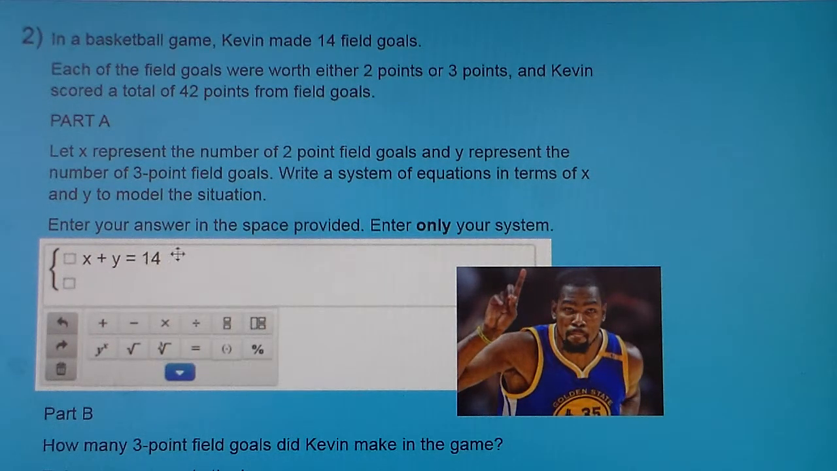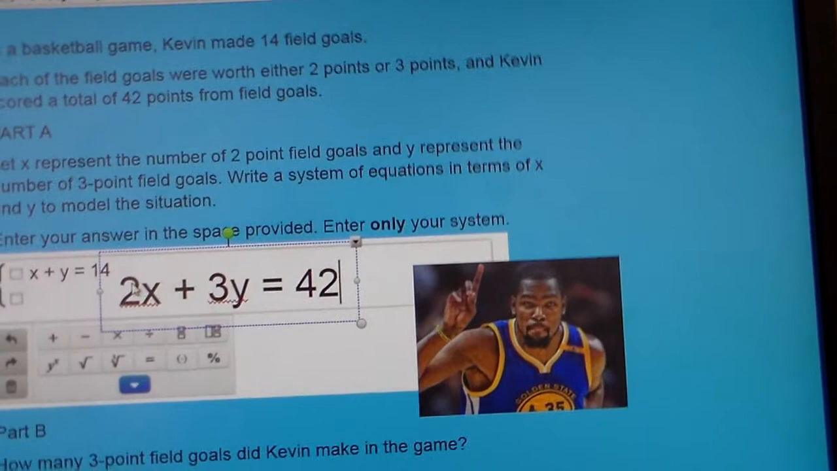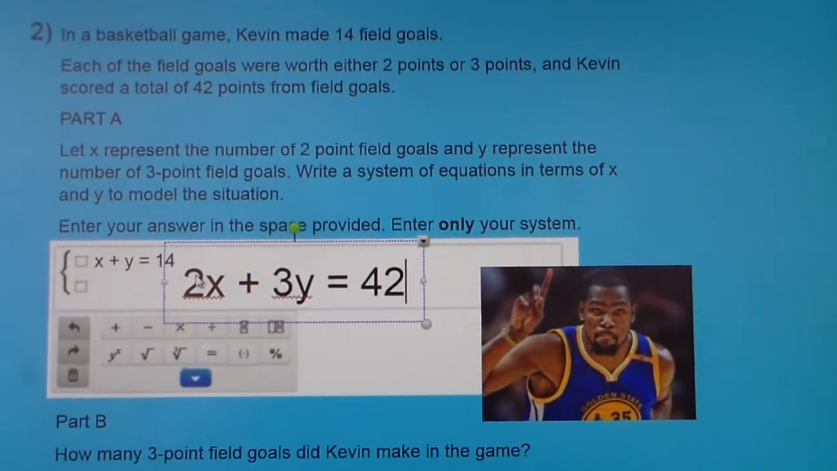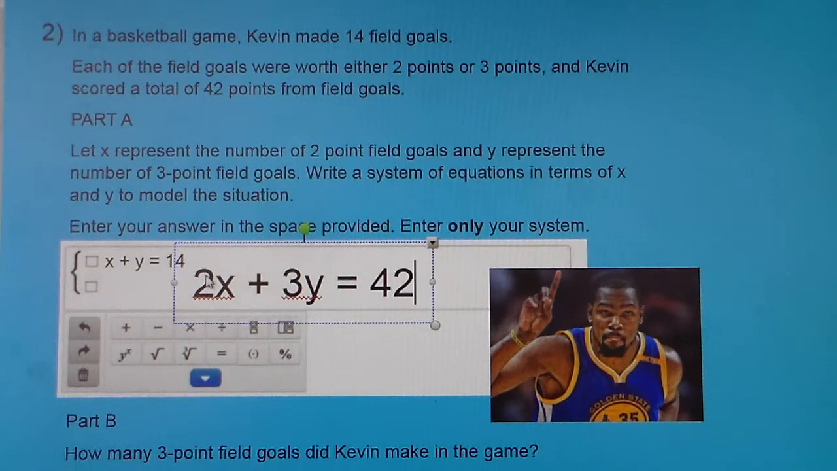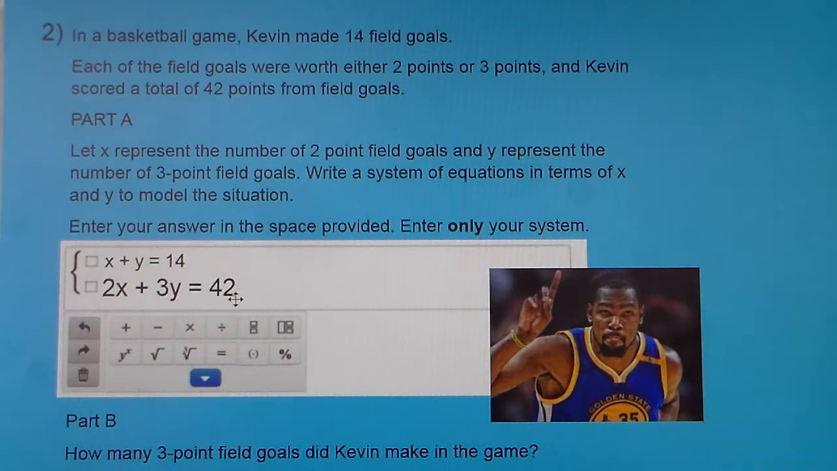Then we know 2 points times the number of shots. So it's going to be 2x plus 3y equals the total amount of points, which was 42 in this example. And we're going to put that equation down below right here. So we have x plus y equals 14 and 2x plus 3y equals 42.